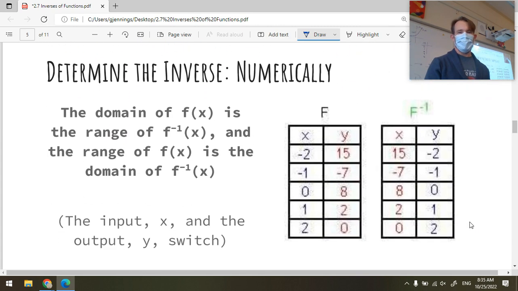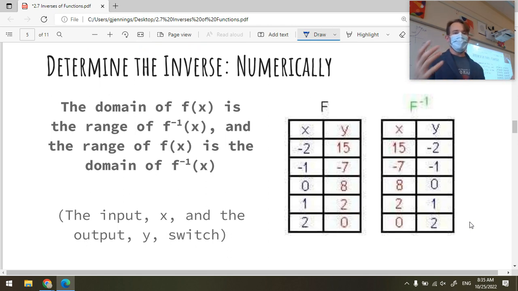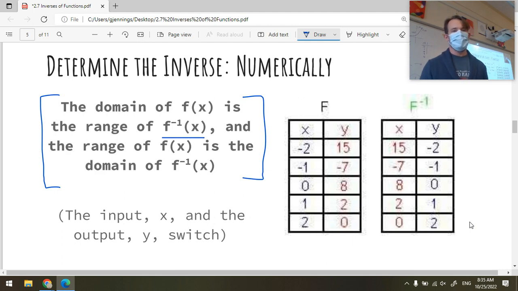Let's take a look. When we're working numerically or point by point, we want to remember the domain of f of x is the range of the f inverse of x. We read this as f inverse of x, and the range becomes the domain. And then the inputs and the outputs switch.